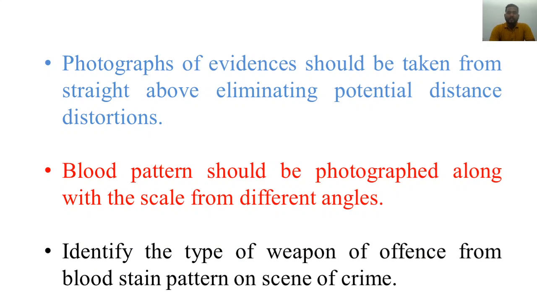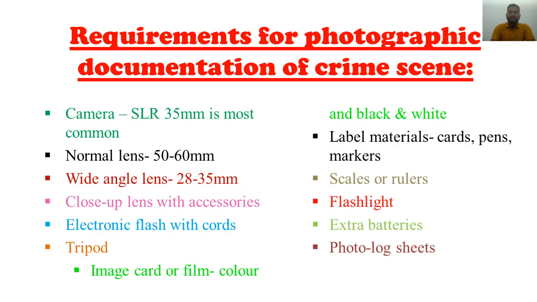Then for example, if there is a presence of blood pattern, then the pattern should be photographed along with the scale from different angles. And also one should identify the type of weapon of offense from blood stain pattern on scene of crime. Now next is requirement for photographic documentation of crime scene.